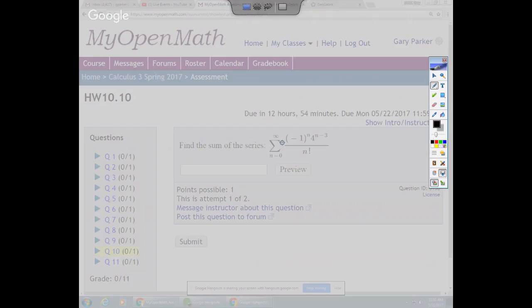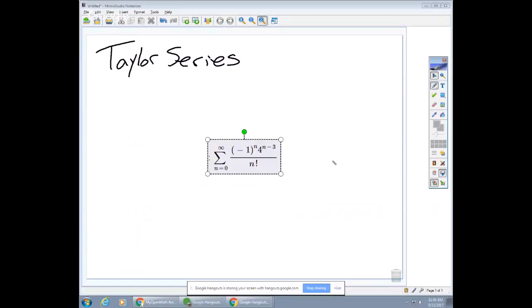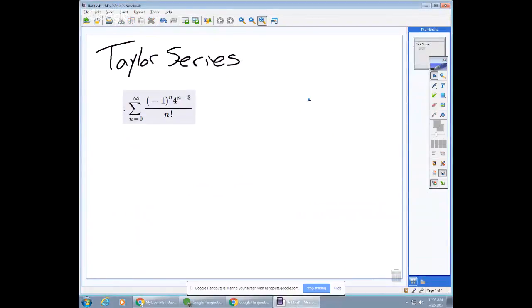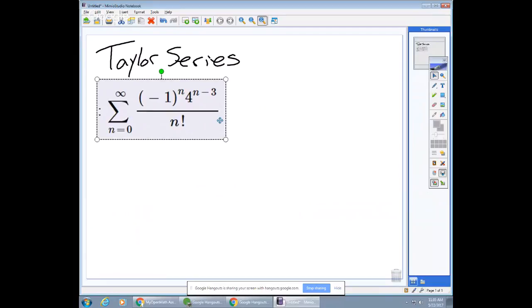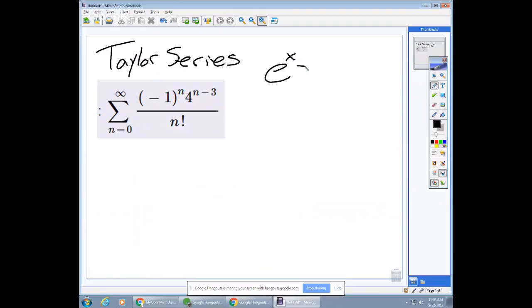So let's copy this into my whiteboard and we will manipulate it. All right, this was number 10 in the homework. So first thing I see is the n factorial, and I'm thinking, oh, this is something like e to the x. So right away, I start comparing this to the series for e to the x.